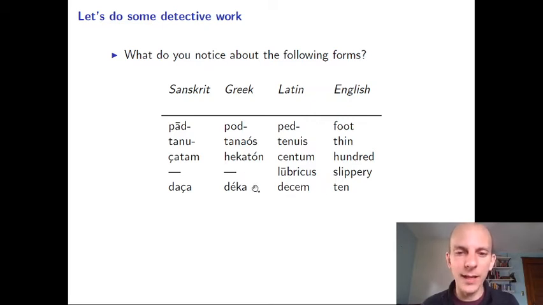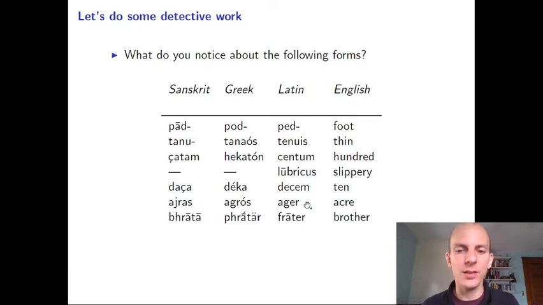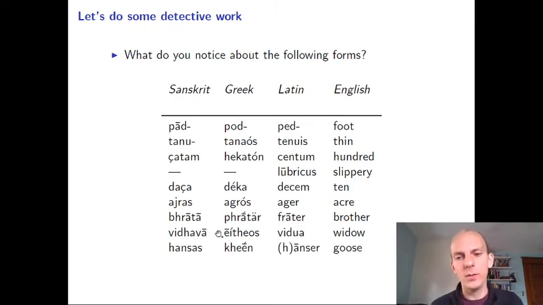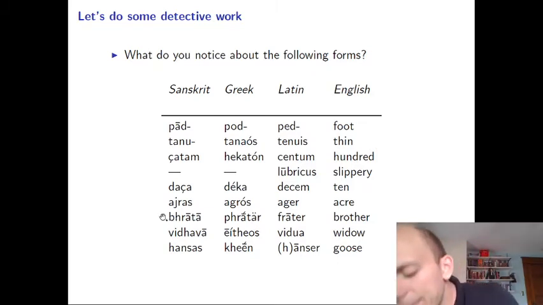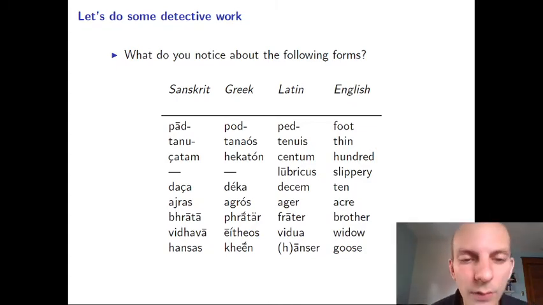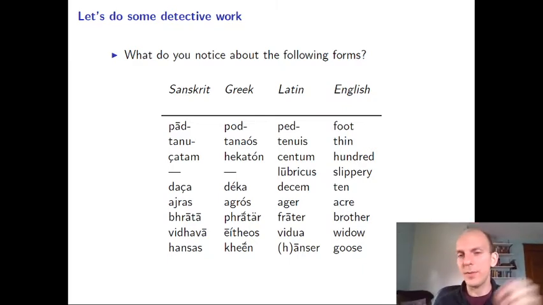Here we have the words for 10, the number 10. The words for acre, agros, ager. The words for brother, brata, etc. Widow, and I think this is the last one. Yeah, goose. Here's the word for goose. So take a second, again, what do you notice about these words? Something, I hope. I hope you notice something.